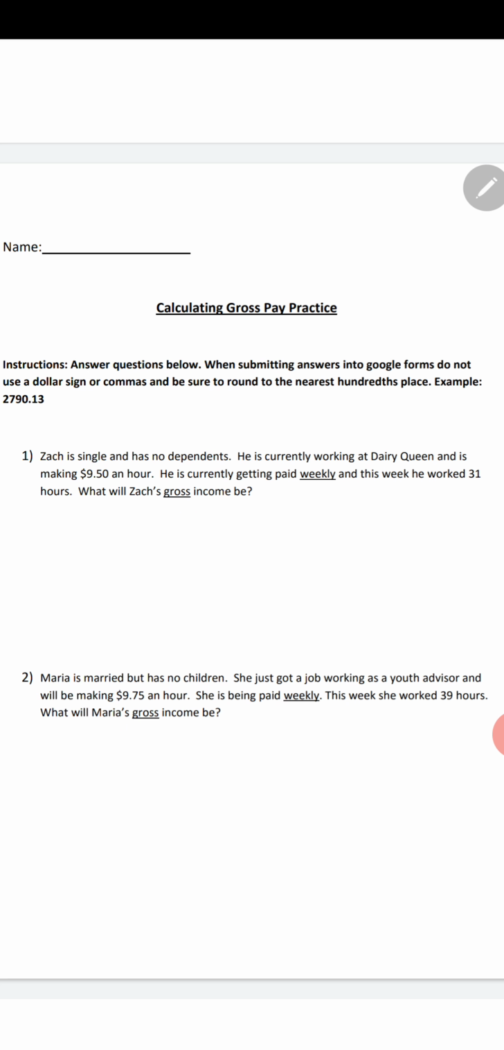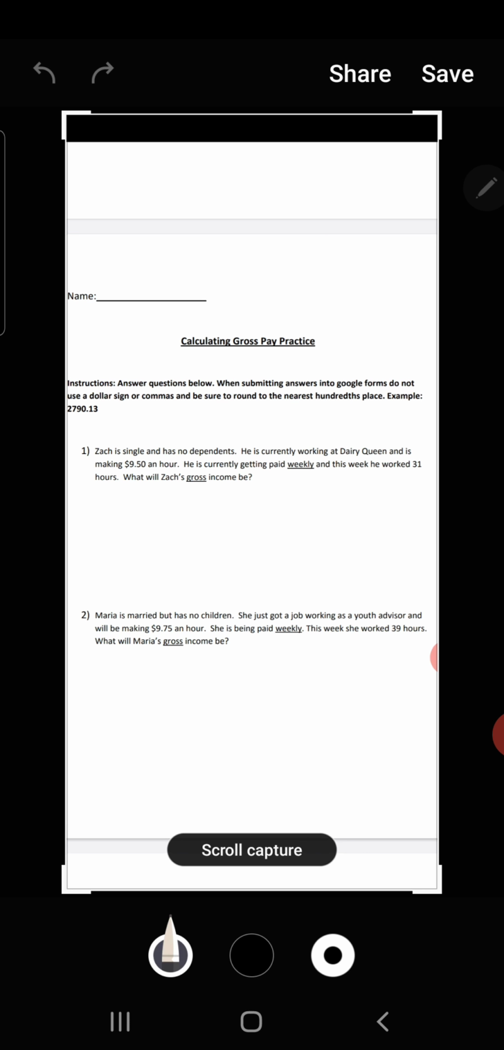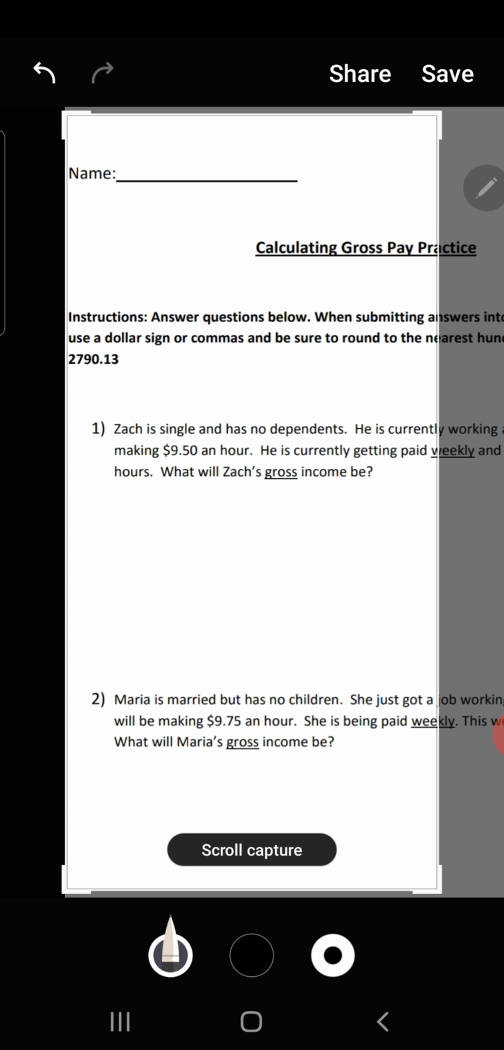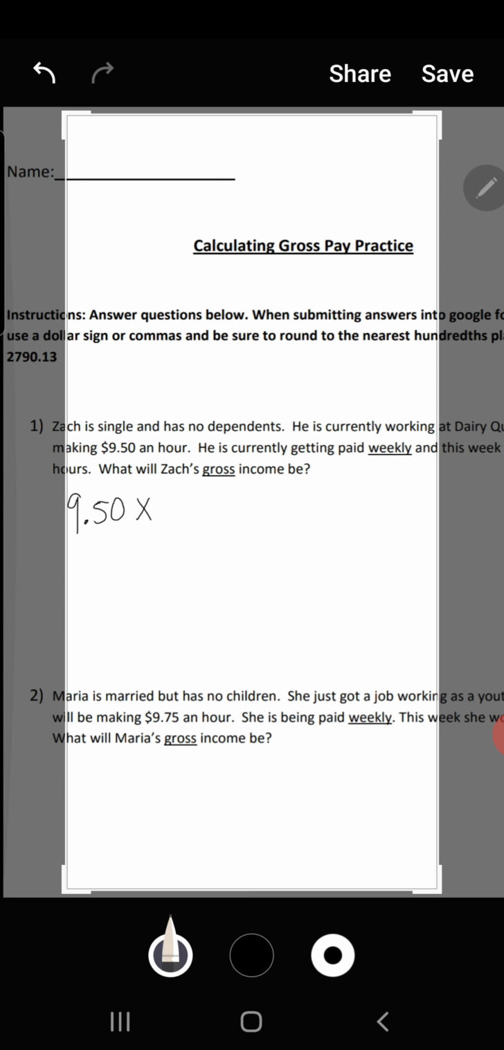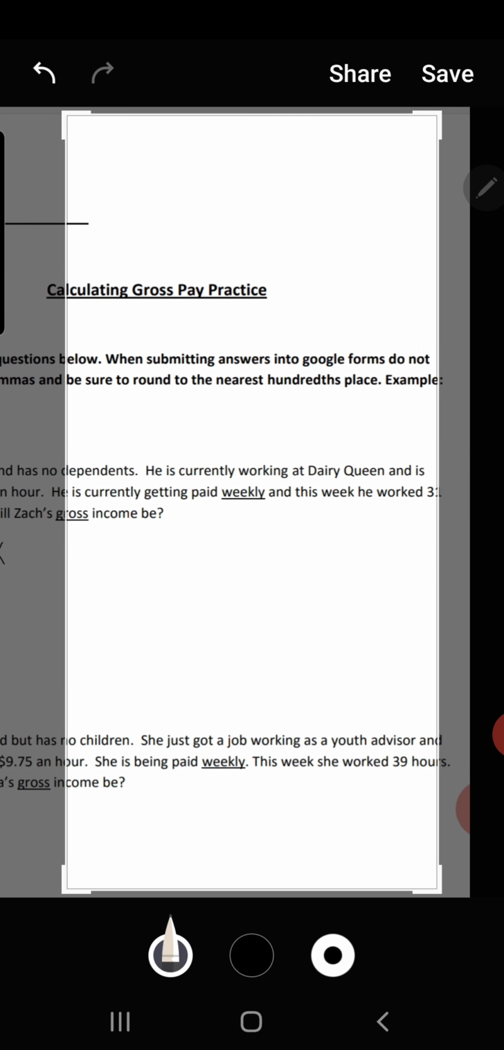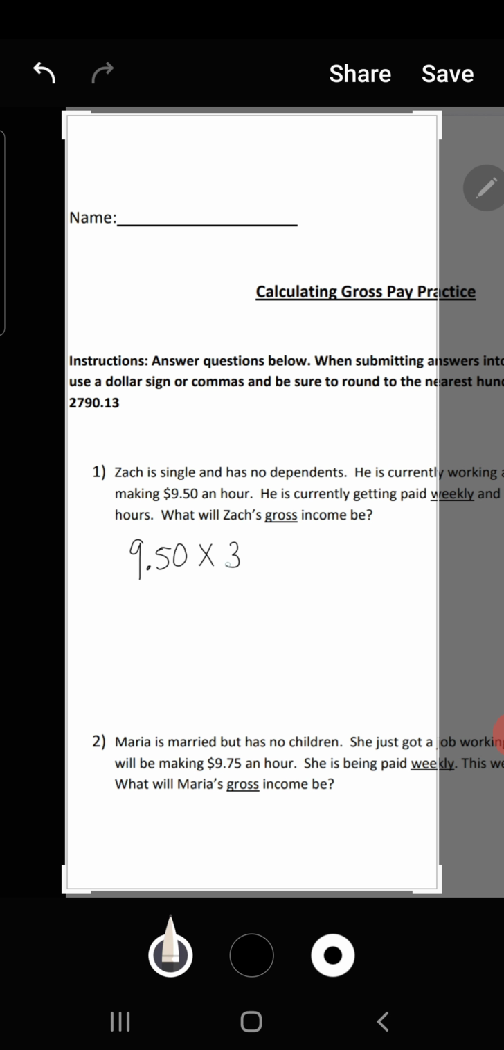He is currently working at Dairy Queen and is making $9.50 an hour. He's currently getting paid weekly, and this week, he worked 31 hours. What will Zach's gross income be? Well, once again, this is pretty straightforward. Finding the gross income, all we're going to have to do is take his hourly rate, $9.50, and multiply it by the 31 hours he worked. So times 31.